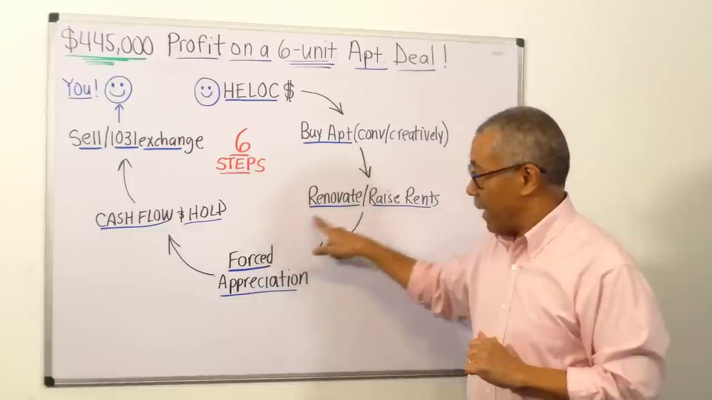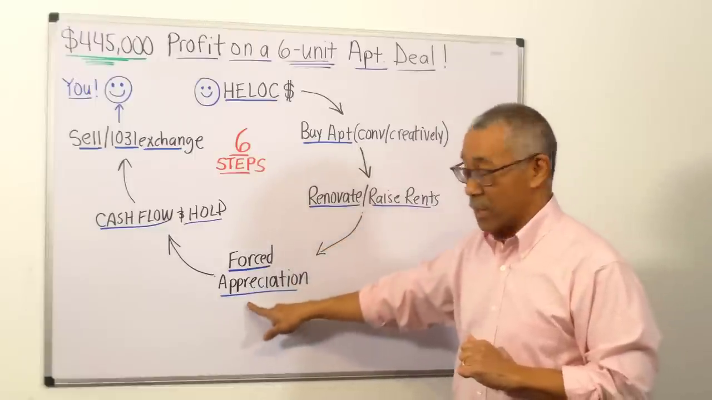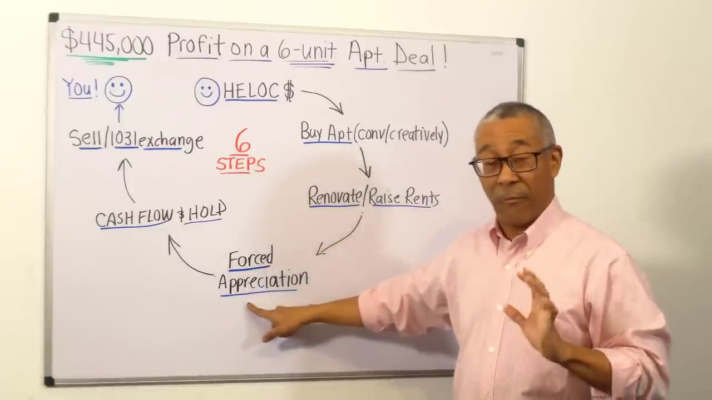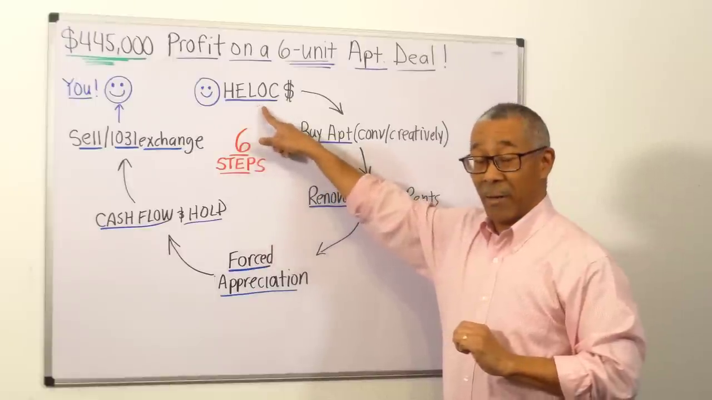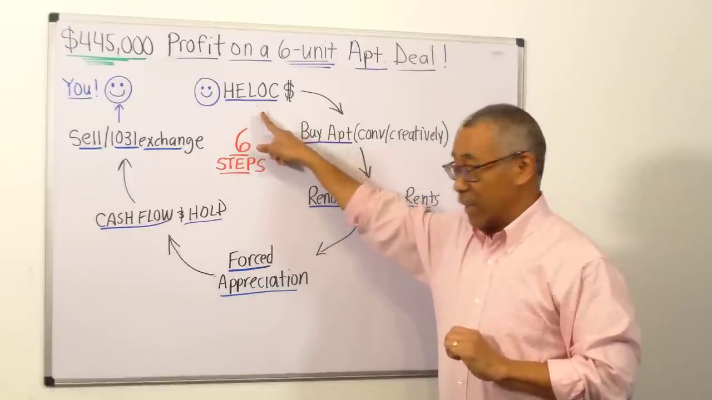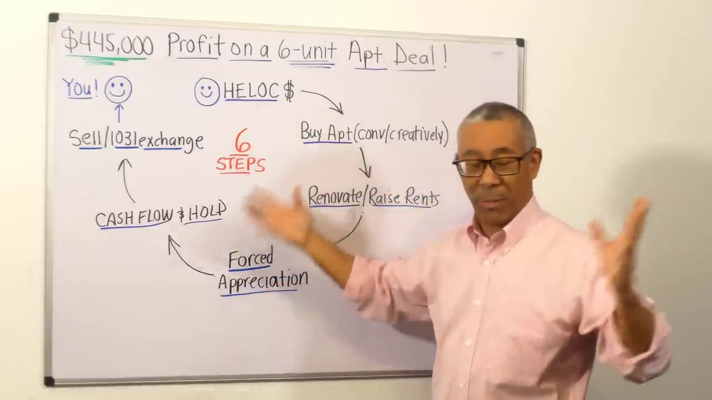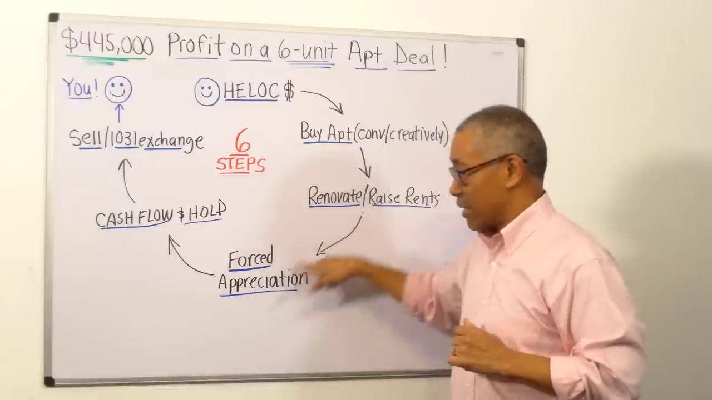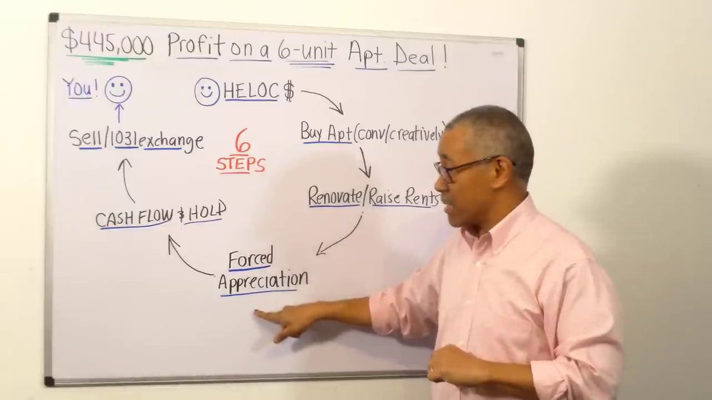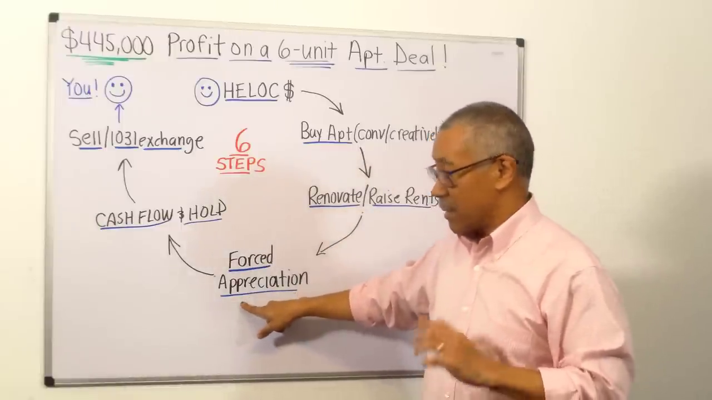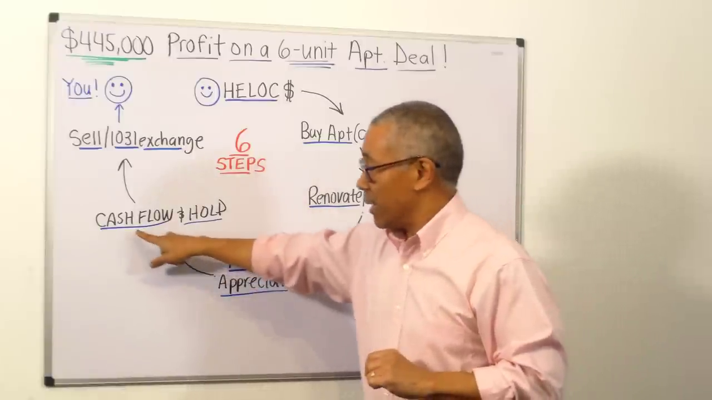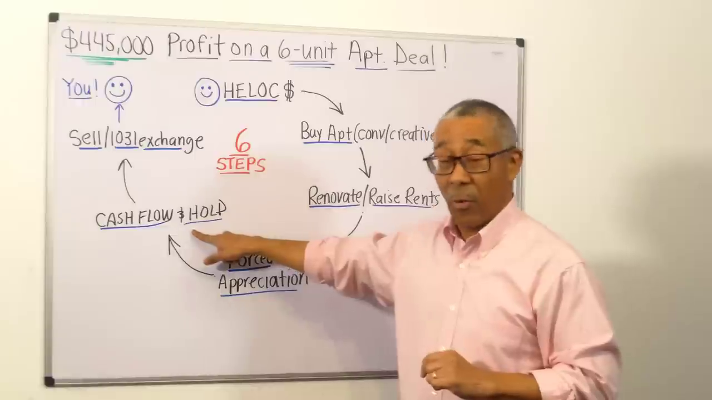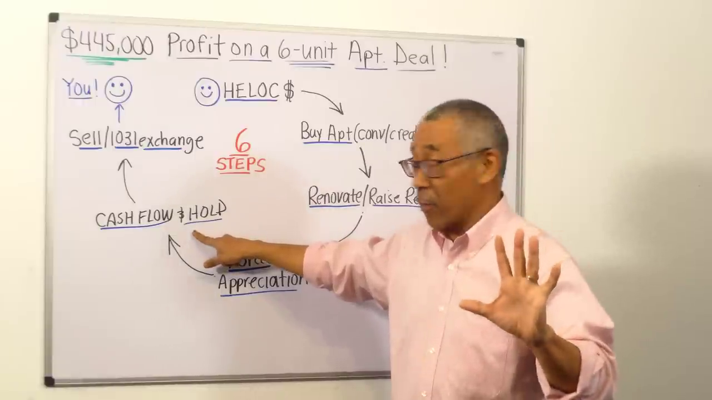And then by doing this process here, you're going to force the appreciation, you're going to force the value upward, and you're going to multiply the HELOC here, the number here, I think 50,000, we multiply it by 8 times by doing just this process. And you'll see that process in a second. So once the property is stable here and you force the appreciation, you can go into your cash flow and hold stage here. You're going to hold it for a while.